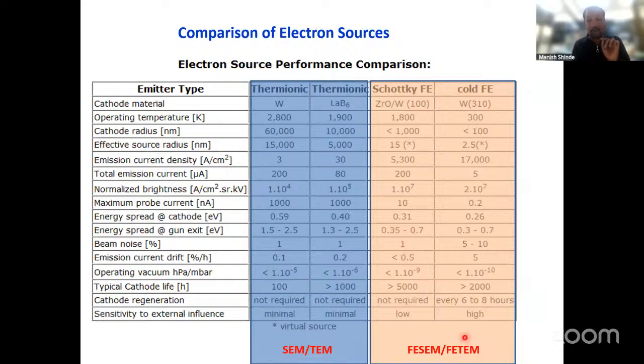If you have access to FESEM or FETEM, then you will get very good quality images as compared to SEM or TEM because of all these factors that I am telling here: cathode radius, current density, brightness, and other factors. These factors are very good in FESEM or FETEM, so it is always better to use them in your imaging. If you are working on micron-size particles or very big particles, you can go for SEM or TEM, no problem. But for nanoparticles, especially less than 100 nanometer, you should go for an FESEM or FETEM facility.